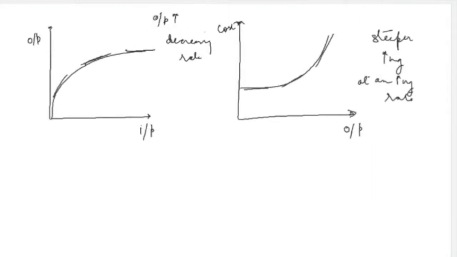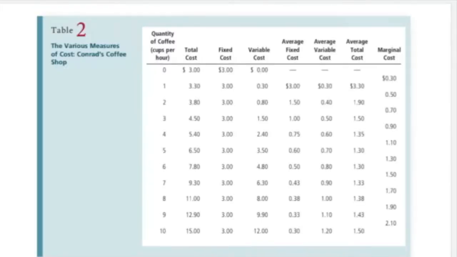Now let's try and understand cost a little bit more and try to understand different measures of cost. How can you understand cost properly? In this table, you notice that there are several columns and several rows given to you. The first column tells you the quantity of coffee. The product that we are taking is coffee. So the first column is telling you the amount of coffee produced per hour.